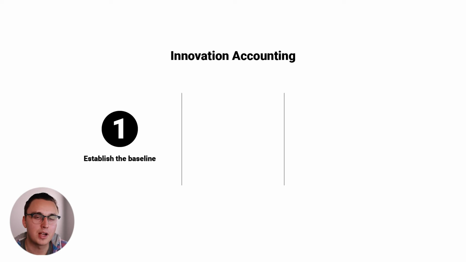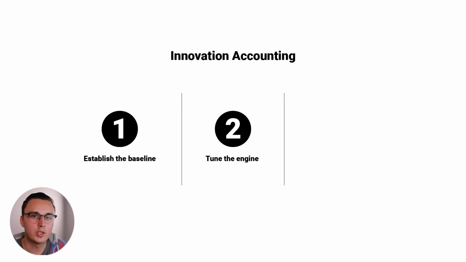The first learning milestone of innovation accounting is to establish the baseline. Our baseline measurement will be made up of the first metrics that we capture from our initial release of our minimum viable product. Once we've taken this first baseline measurement, we can tune the engine, meaning that we'll make optimizations to our product to help improve those user engagement and retention metrics.